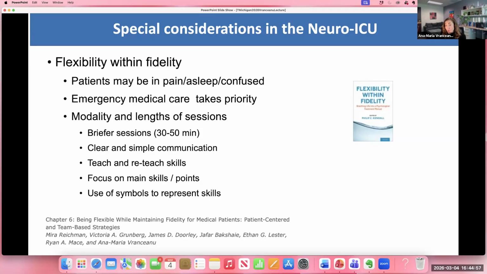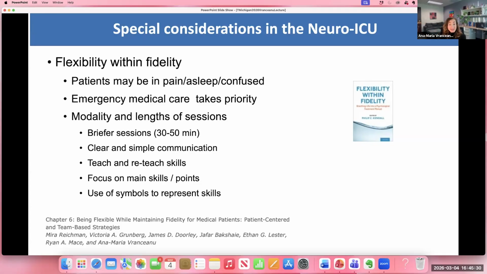Emergency medical care takes priority, right? So these are people who are so close to death. So if there's a procedure that they have to do, that's really important, and we need to step aside to be able to have that procedure happen. We also had briefer sessions in the ICU. So we never stayed more than 30 minutes in the ICU with a dyad. But after discharge, we were able to have the sessions go up to 50 minutes because the patient was doing so much better and recovering at home.